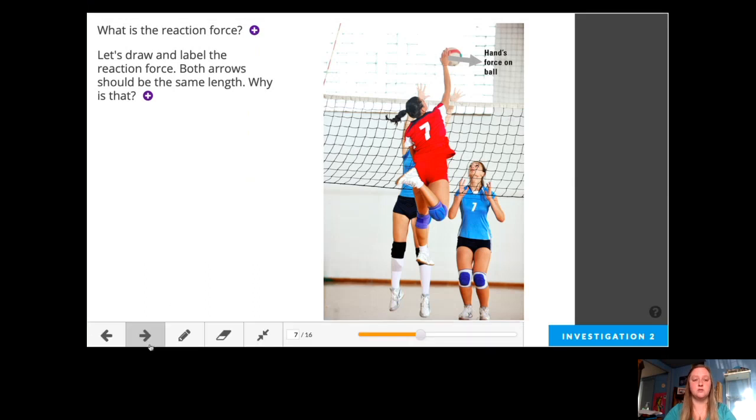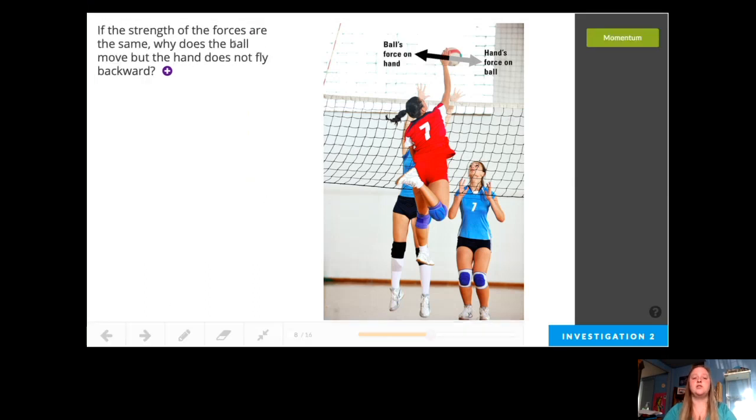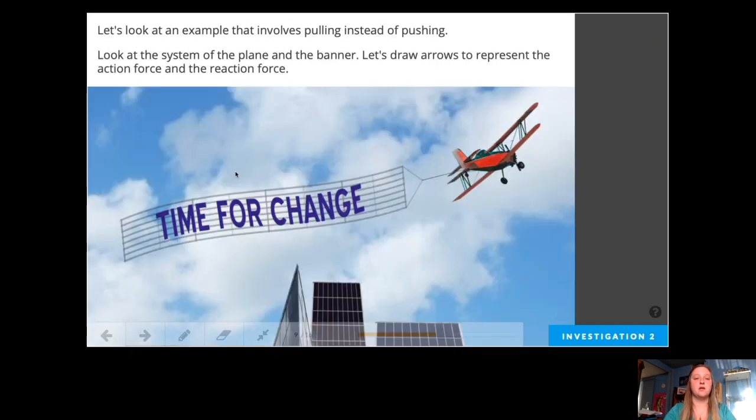If the strength of the forces is the same, why does the ball move but the hand does not fly backwards? You might wonder why her hand is not going back in the air. The hand is part of the girl, and the girl has a much greater mass than the ball. Since the girl has a lot more mass, a lot more matter, her hand does not fly in the backward direction. So even though the forces are the same, she has more mass.